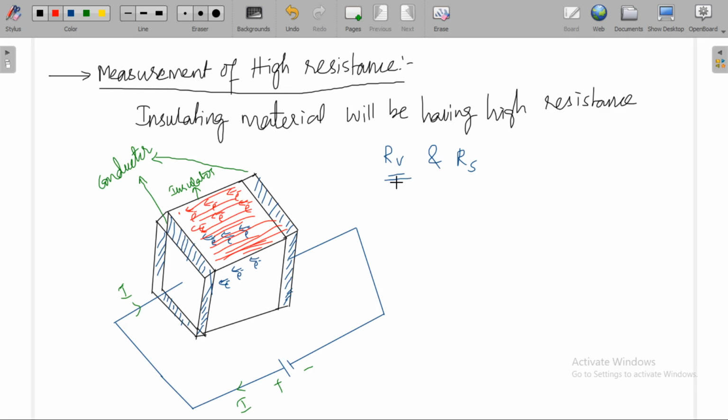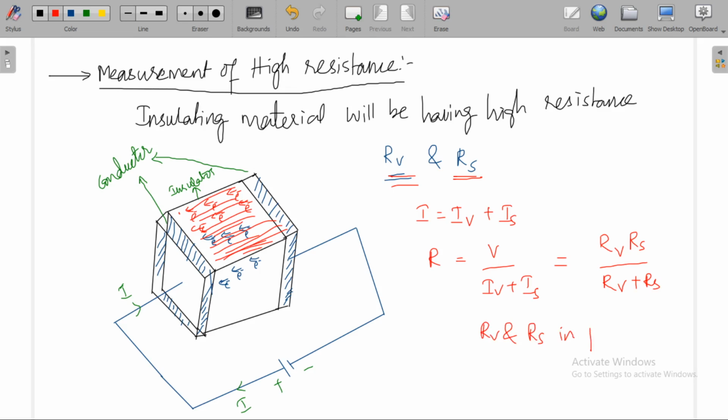That is, we are going to have two resistances. If I place an ammeter, the ammeter indicates IV as well as IS. Then the total resistance will be V by IV plus IS. Then you are going to have RV RS by RV plus RS, that is RV and RS in parallel.